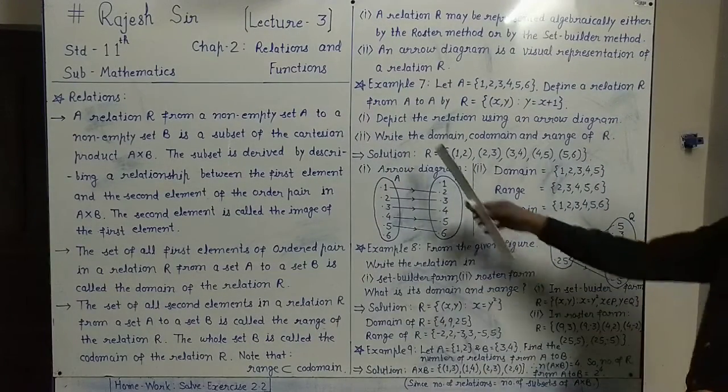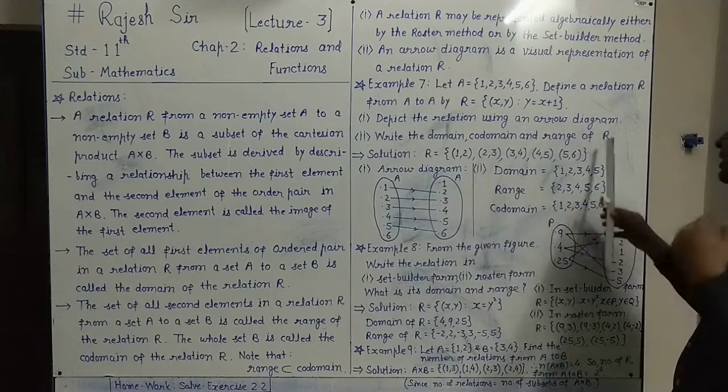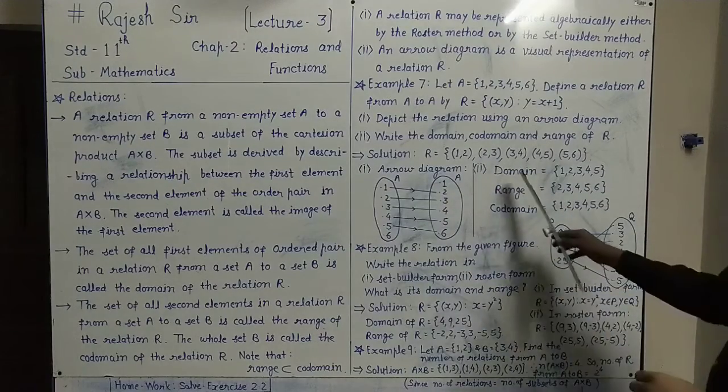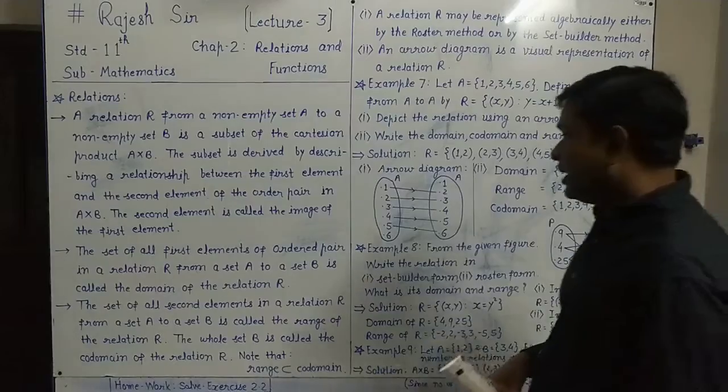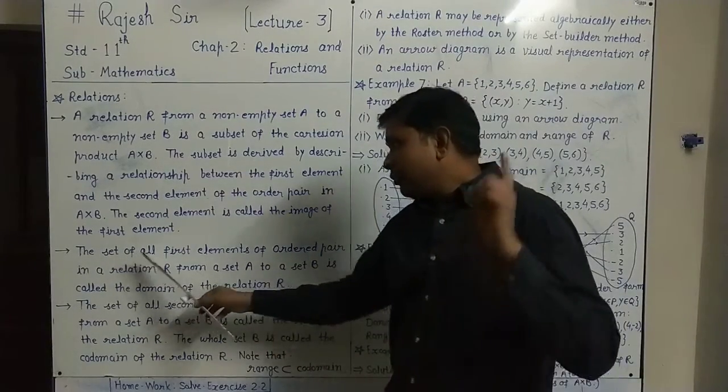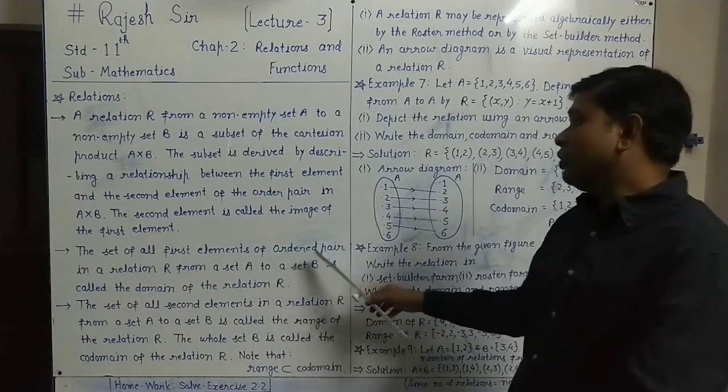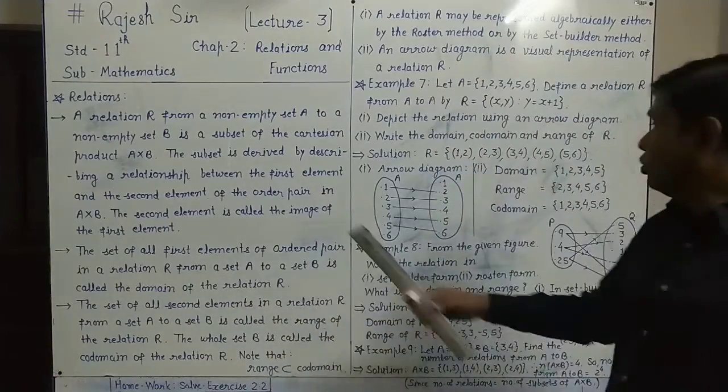Now in the second question we want to write the domain, codomain and range. About the domain we have seen here: the set of all the first elements in the ordered pairs of the relation R is called the domain.